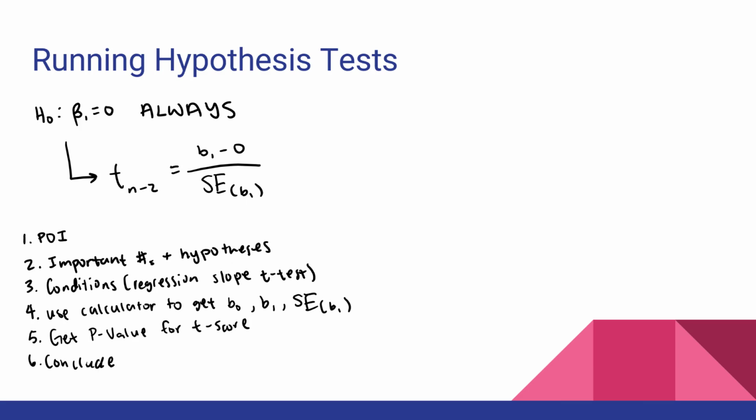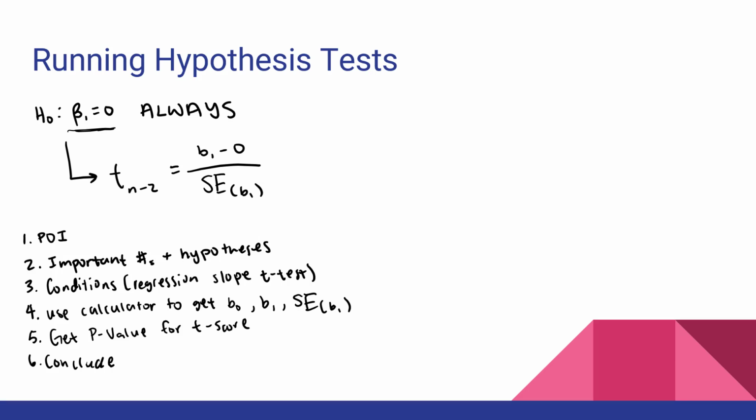So when we run hypothesis tests, we will always have a null hypothesis and an alternative hypothesis. For our null hypothesis, it will always be the same thing, and it will be that your population slope is equal to 0. Because what you're looking for in a linear regression hypothesis test is you're checking to see if there's actually a relationship between the two variables.